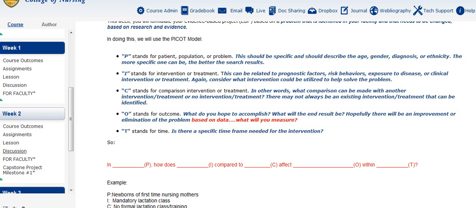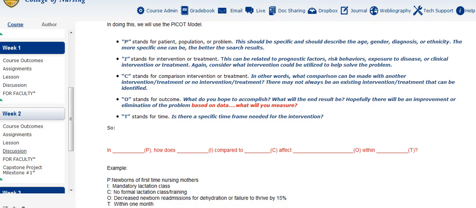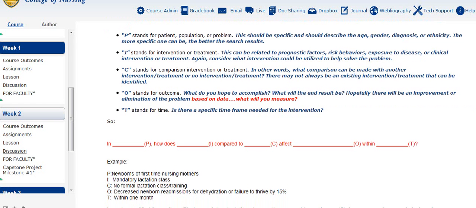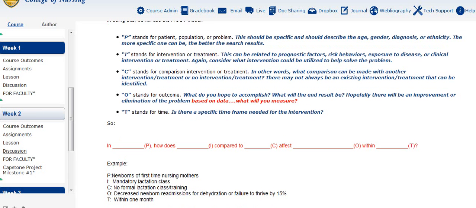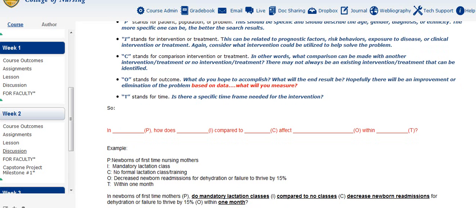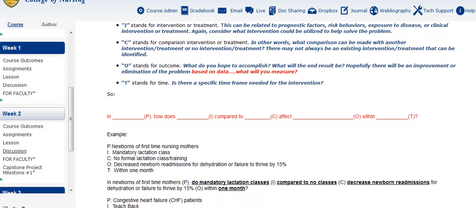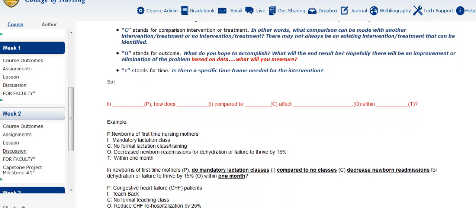Now sometimes we take the PICO model all the way through T, which stands for time. Is there a specific time frame needed for the intervention? But for your purposes, you're just going to be looking at the PICO. So for instance, we saw in Second Life there were medication errors, so they were going to introduce barcodes, but there might be something different.